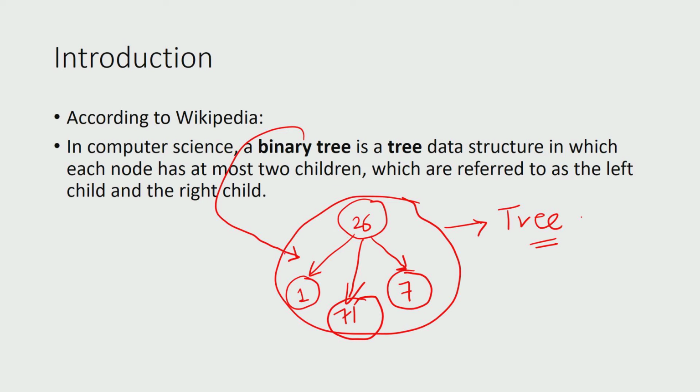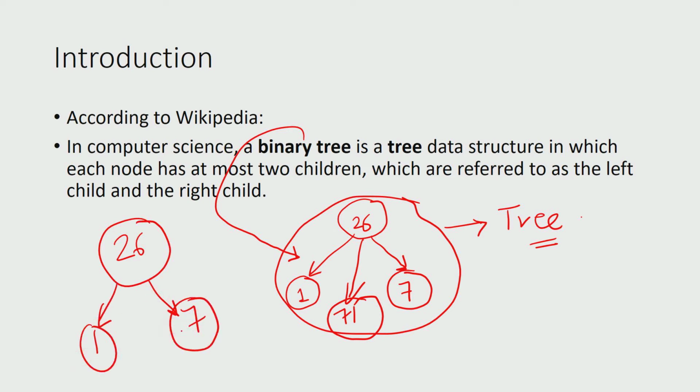Now the topmost node is called the root of the tree, and the elements that are directly under an element are called its children. So for this tree, this was the root, and 1 and 7 were its children, 7 being the right child and 1 being the left child.